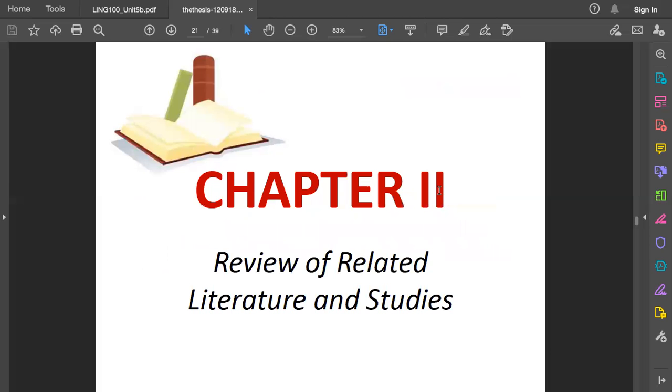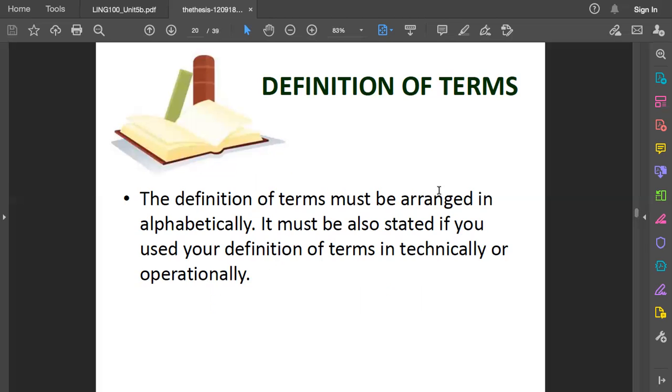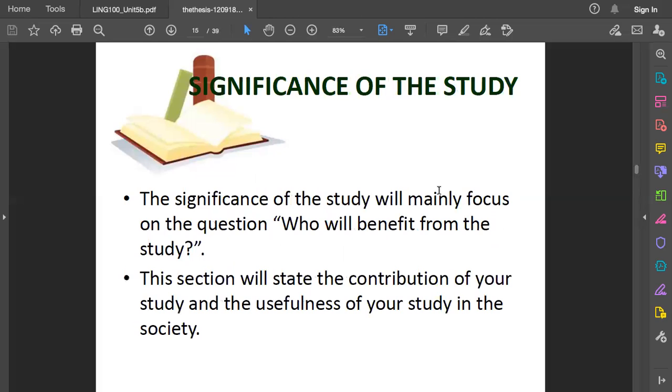So chapter 2, or still included in chapter 1, I forgot, significance of the study. You start with the most beneficial persons, the people who will benefit from your study, down to the least.